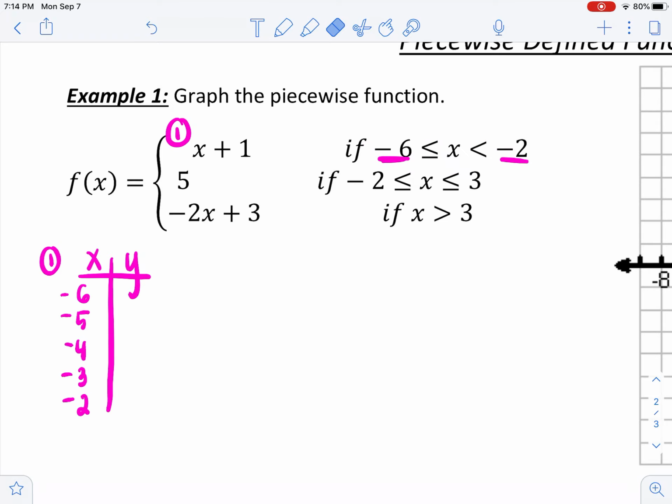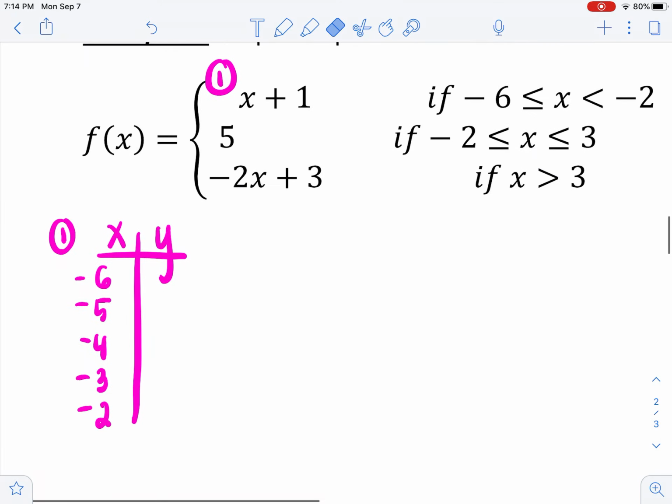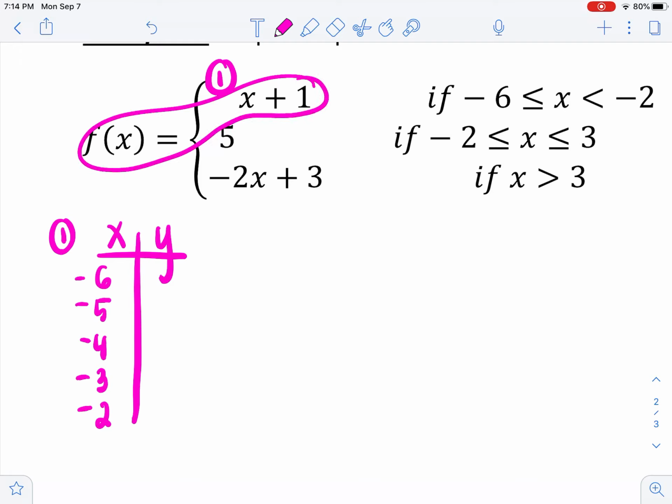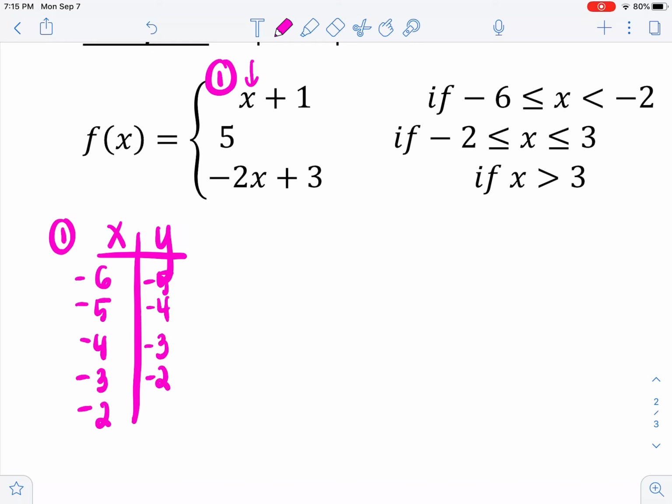So now what I'm going to do is I'm going to plug those values into this equation right here, okay, for x. So I'm going to plug in -6. Negative 6 plus 1 is negative 5. I'm going to plug in negative 5, negative 4. Negative 4, I get negative 3. Negative 3, I get negative 2. Negative 2, I get negative 1. So now I have 5 points that I can graph.